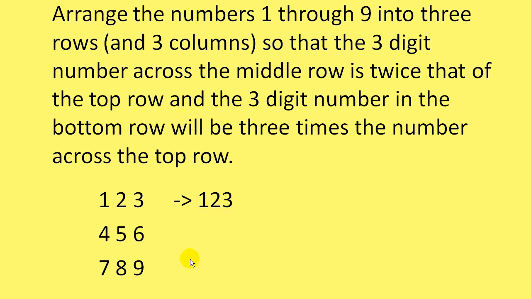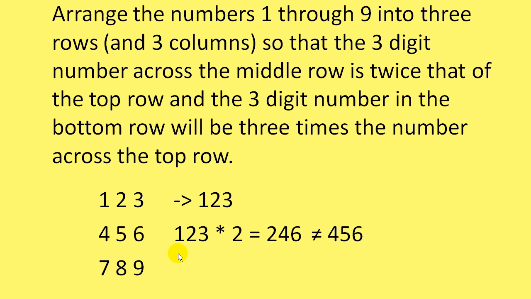And so if we look at that and we say, okay, does that meet the next criteria? 123 times 2 is 246, which is a problem because that's not equal to our next row, which is 4, 5, and 6. So this configuration is already not going to be valid to meet our other conditions of the middle being twice the first row and the bottom being 3 times the top row.